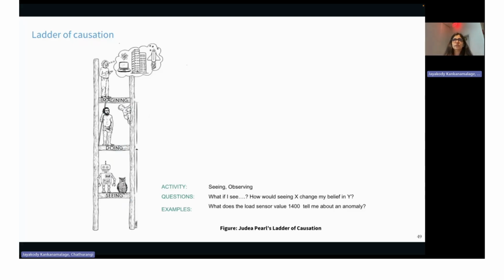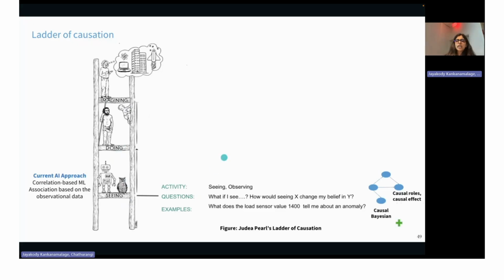So you saw the demo in the previous sessions, where we had a gripper potentiometer and a load sensor. So let's say, what does a load sensor value of 1400 tell me about an anomaly? In this case, we are just observing the system that we have. And that's where our current machine learning models or AI systems are, which are mostly correlation based or association based on the observation data. And graphically, if you want to represent this information, it is represented as a Bayesian network, where we have additional information about what role a node plays in a particular edge or path.